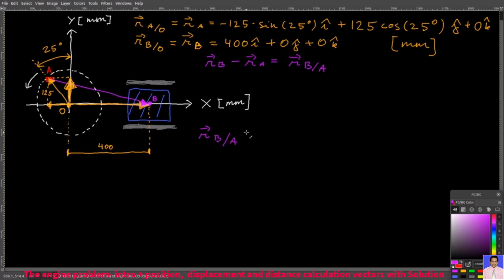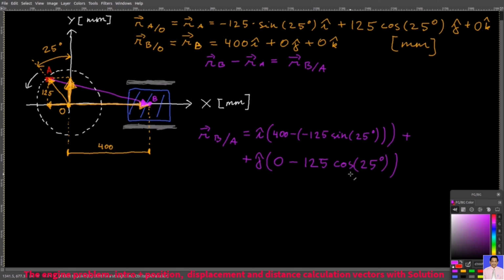So RB with respect to A equals i times (400 minus 125 times sine 25 degrees), then plus j times (0 minus 125 times cosine 25 degrees), and plus k times (0 minus 0). So your displacement vector equals 452.8i minus 113j plus 0k.